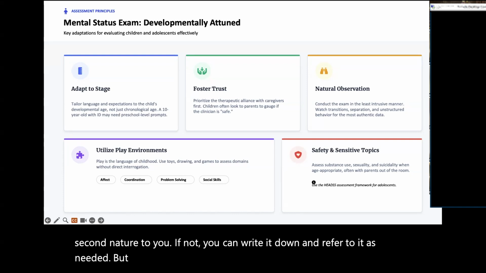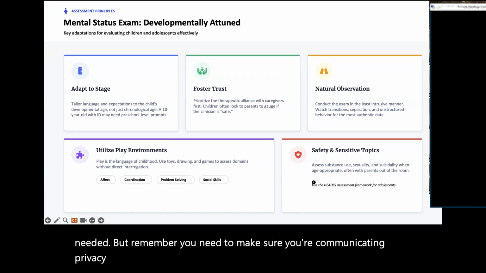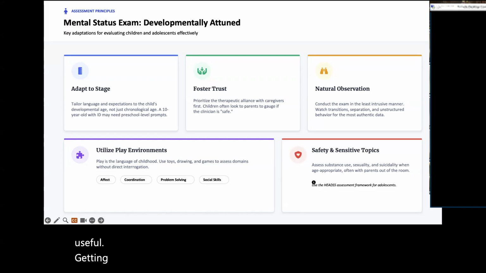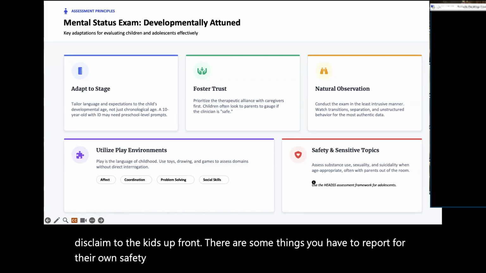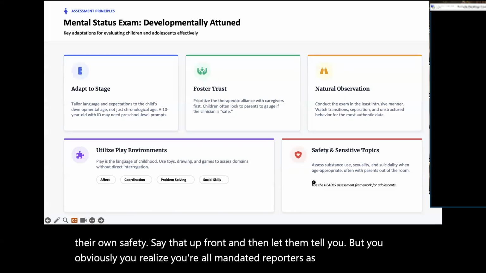But remember, you need to make sure you're communicating privacy, because that will build honesty, and then honesty is going to be useful to getting insight and finding out what's going on. And you also want to disclaim to the kids up front, there are some things you have to report for their own safety. Say that up front, and then let them tell you. But you realize you're all mandated reporters as well. So keep that in mind.